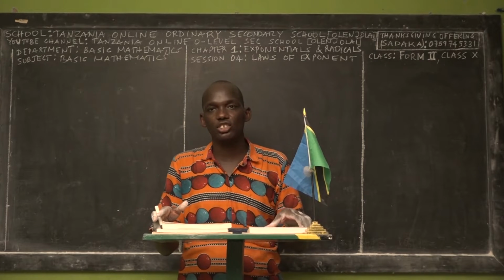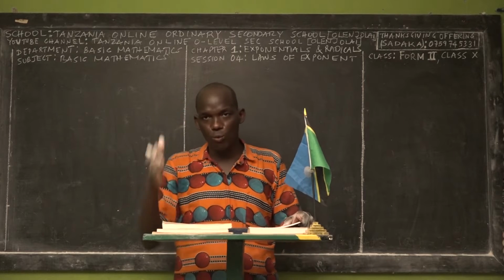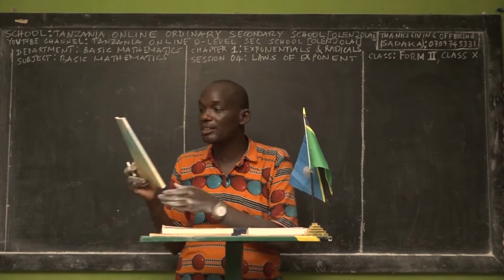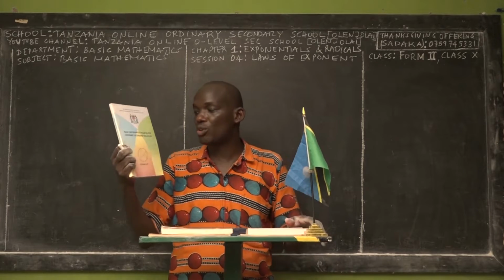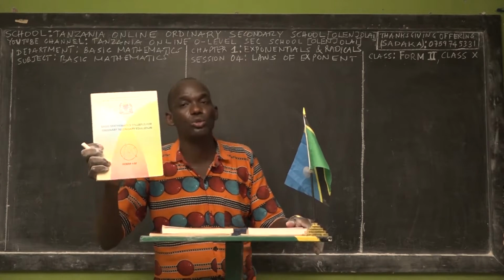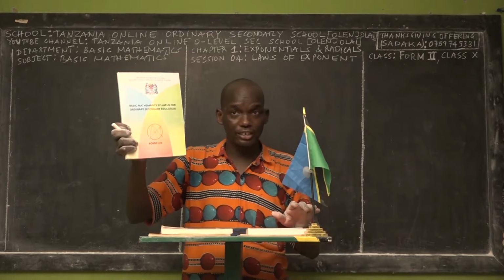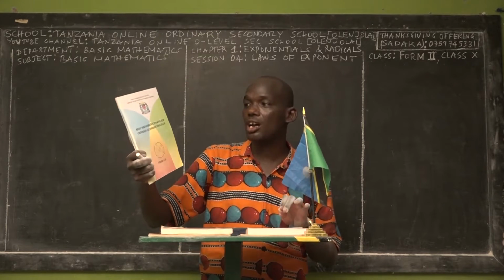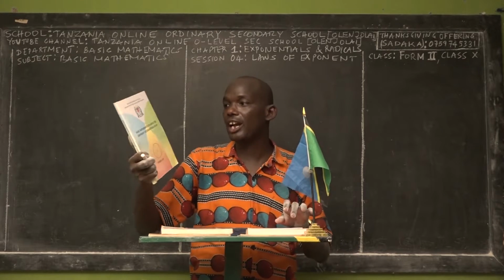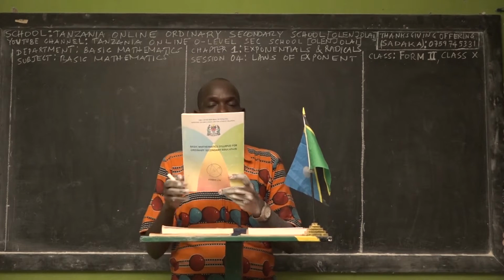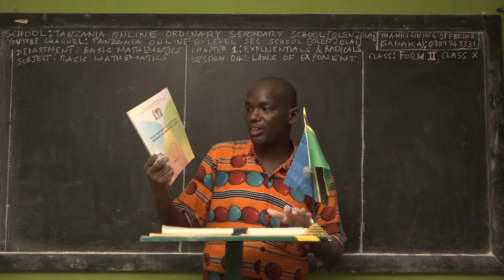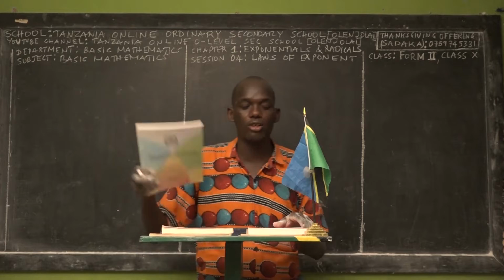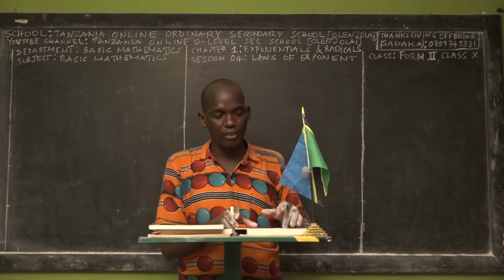Before I start the session, I would like to tell you that when learning this topic, we need some reference books. First of all, the syllabus called the Basic Mathematics Syllabus for Ordinary Secondary Education. You should have a copy of this book. You can order it online, and it can be shipped to any region across Tanzania. This is a very important book because you need it when learning Basic Mathematics Form 1, Form 2, Form 3, and Form 4. When you graduate, you also need it for your young brothers.